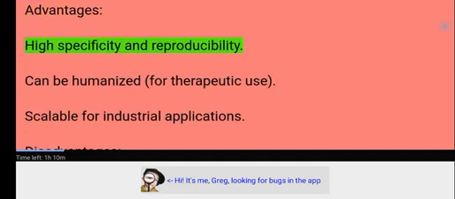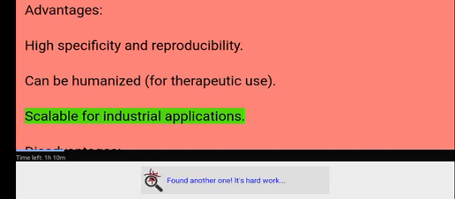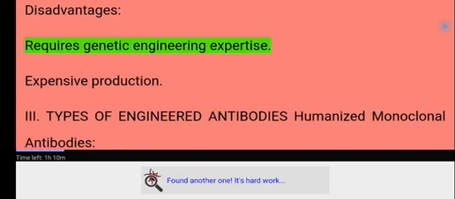Advantages. High specificity and reproducibility. Can be humanized for therapeutic use. Scalable for industrial applications. Disadvantages. Requires genetic engineering expertise. Expensive production.